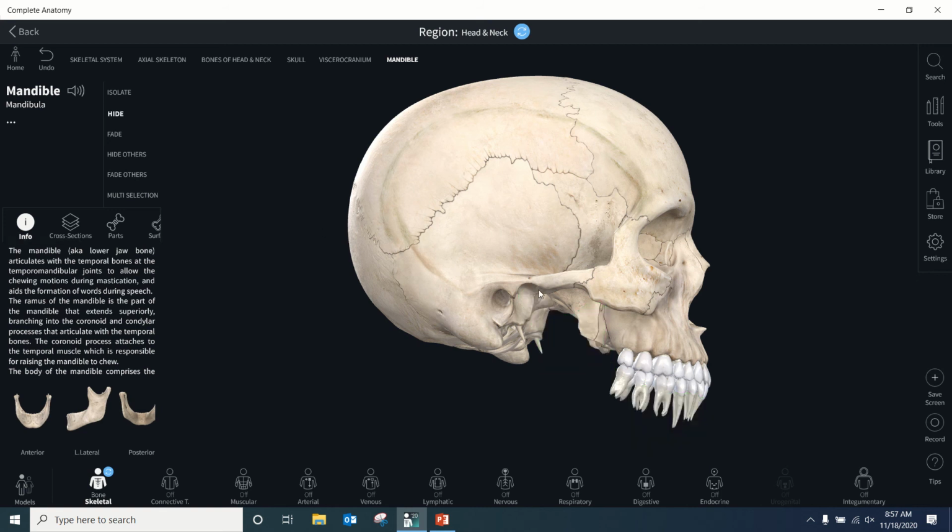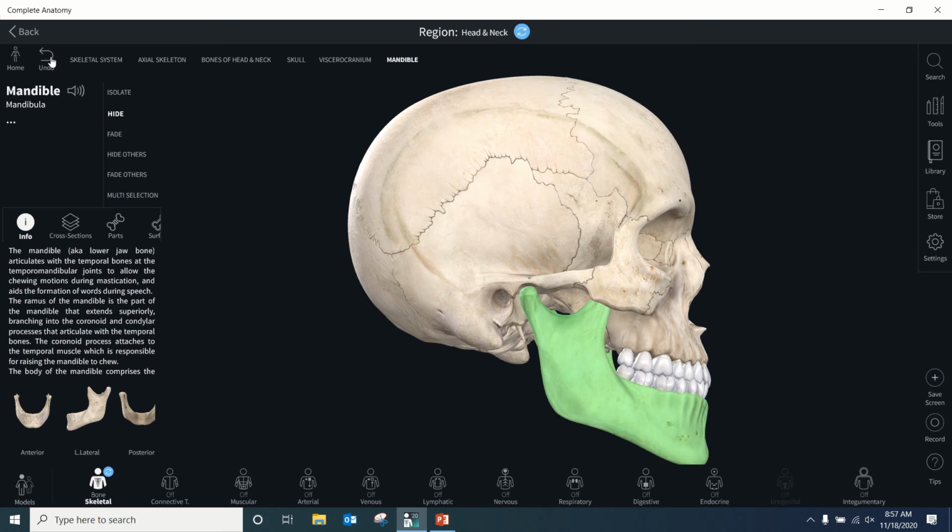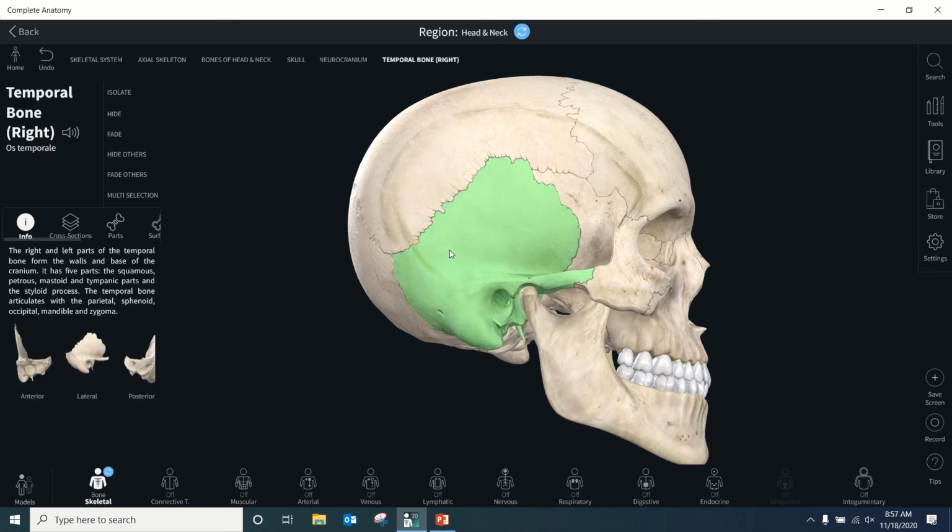So you've got this really obvious indentation right there. That's called the mandibular fossa. The mandibular fossa allows the interaction of the mandible. So I'm going to go back and highlight the temporal bone again. That allows the interaction of the mandible, which is that lower jaw, and that helps form the temporomandibular joint, or TMJ.